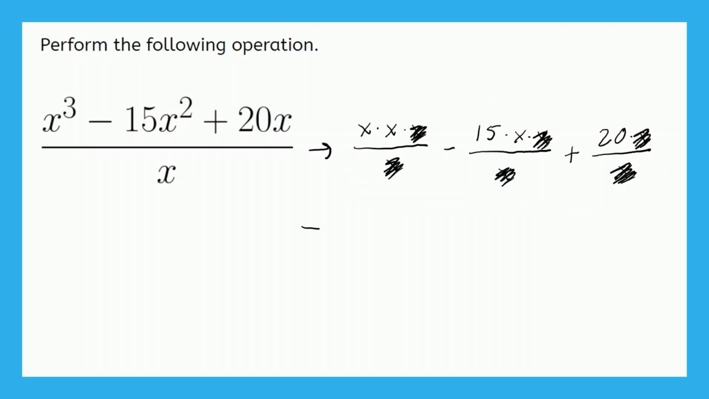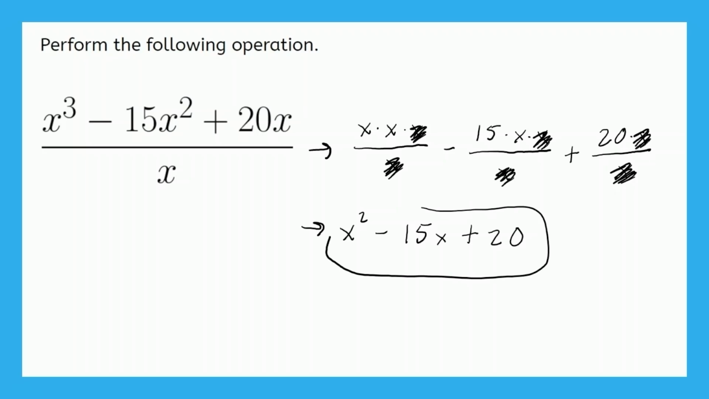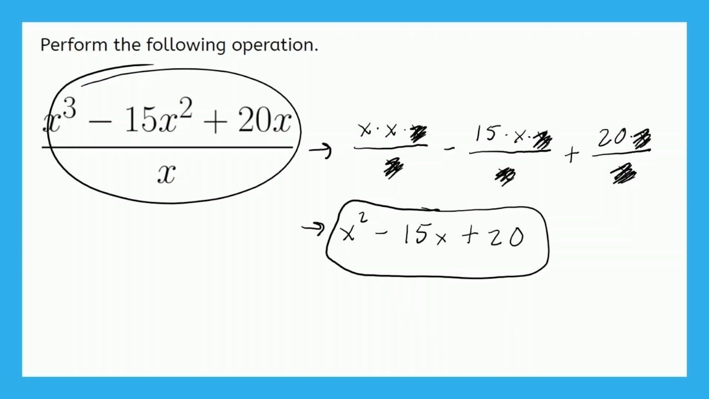x times x is x squared, and then minus 15 times x is 15x, and then plus just 20, because all of the variables in this part canceled. So x squared minus 15x plus 20 is the simplified expression after doing our division.